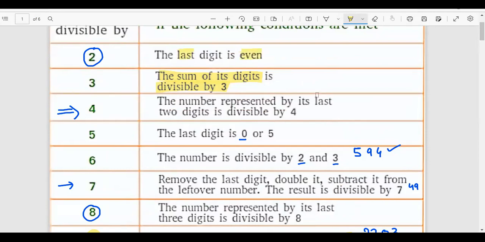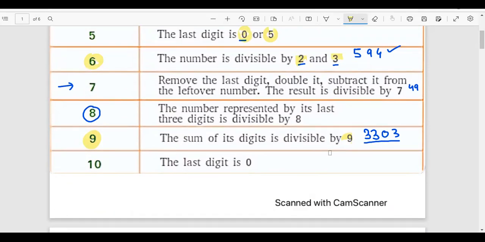For 3, the sum of digits should be divisible by 3. For 4, we will be focusing on the last 2 digits. For 5, the last digit should be either 0 or 5. For 6, it must be divisible by 2 and 3. 7 and 8 are not that important. For 9, the sum of digits should be divisible by 9. Okay, very good.